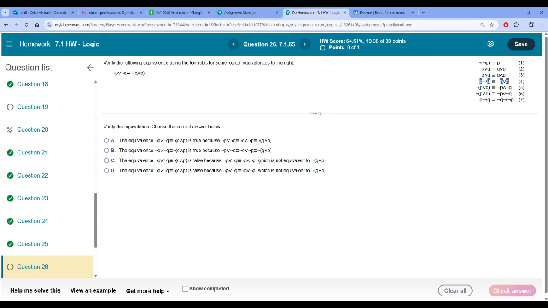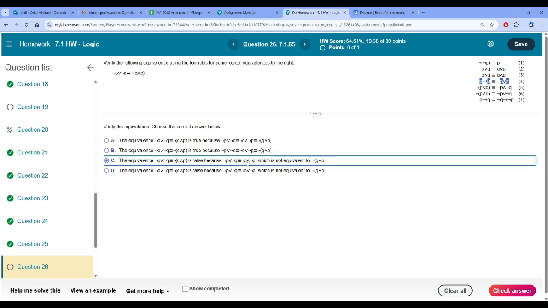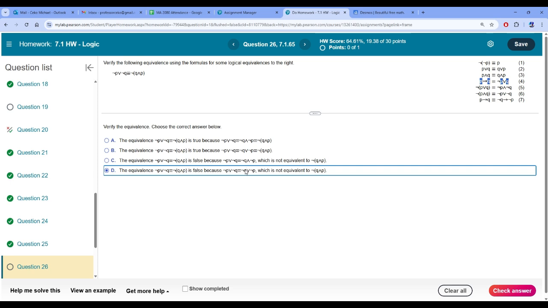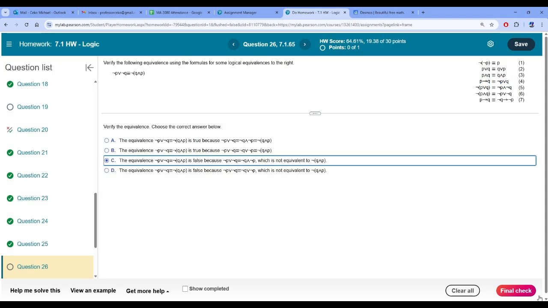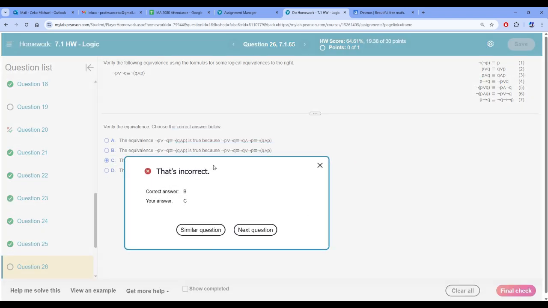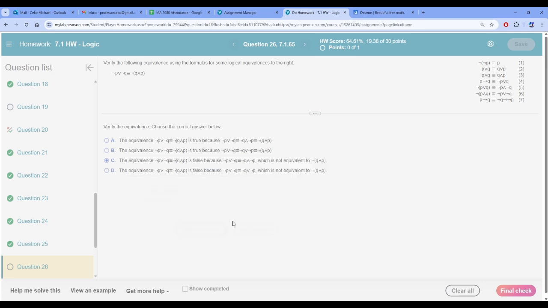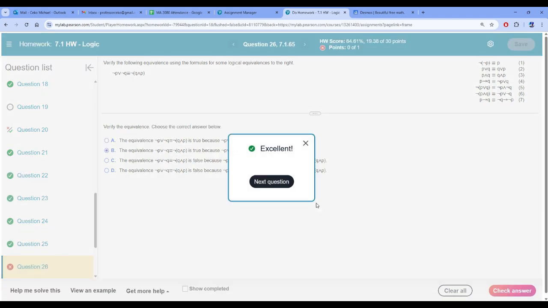I'm just looking for the difference. What am I looking for? Which is not equivalent to the equivalence that is false because it's right here. I think it's one of these. No, is it number 4? The correct answer was B because not P and not Q. So that statement was true. Okay. Similar question. It's equivalent because they equal each other.